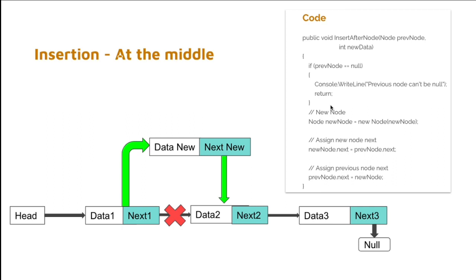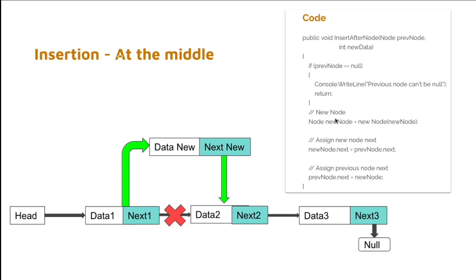Once we check the previous node, the next step is to create the new node. To create a new node, again we follow the same step: instantiate the Node class and pass the new node value. Here I have written new node, it should be new data, so there's a small correction. Just pass the new data and you can create a new node.